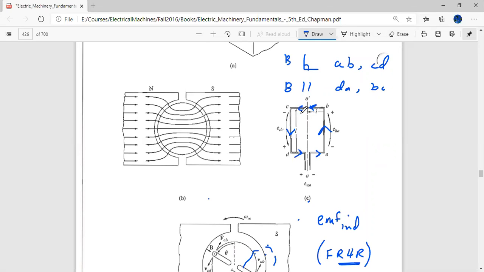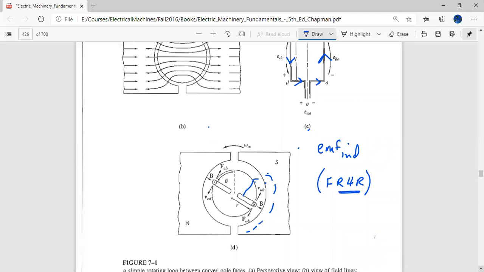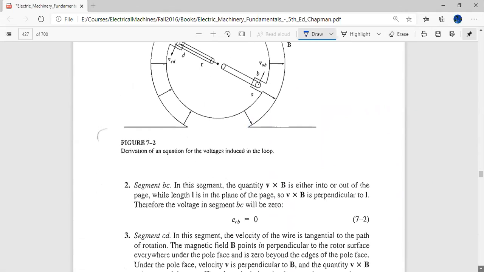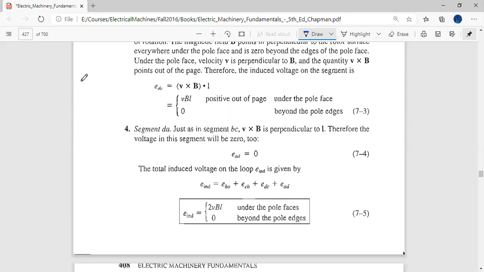So now what happens is, for the sides BC and DA, the direction of the current becomes parallel to the field. And when the direction of the current becomes parallel to the field, so we know the formula for induced EMF. The formula for induced EMF is (V cross B) dot L. Whatever the direction and magnitude of V cross B, we take a dot product of this with L, where L is the direction taken to be same as the current in the wire.